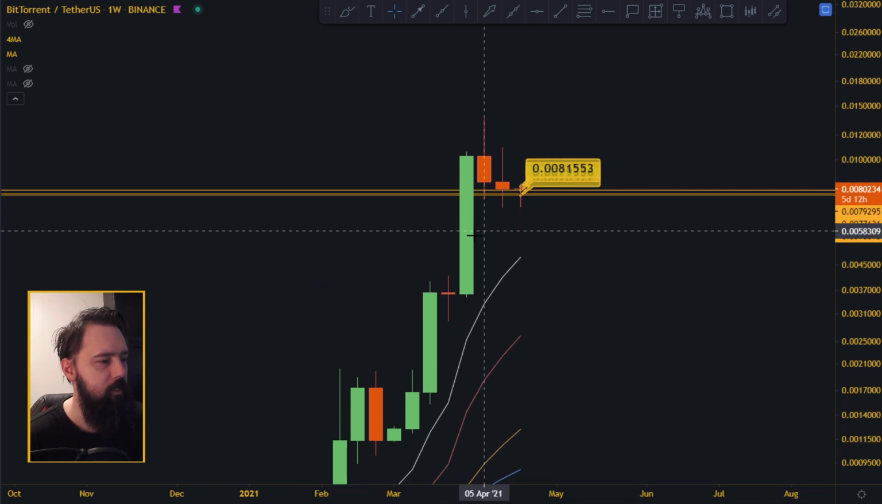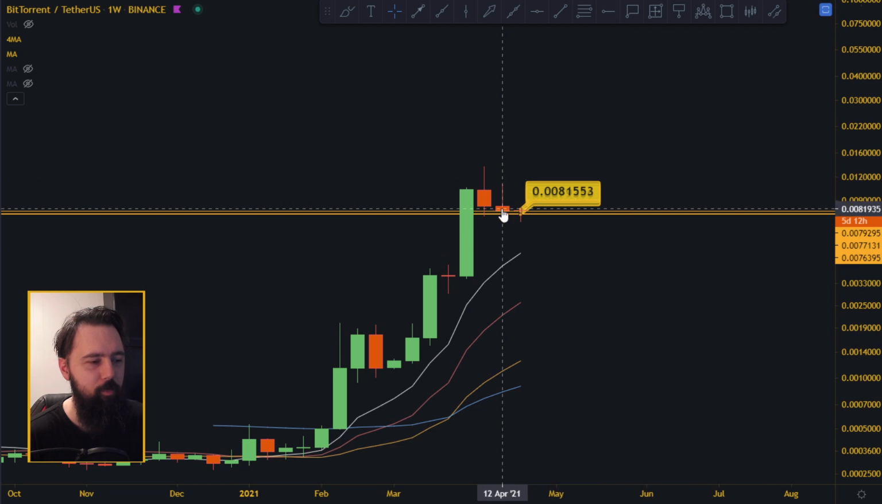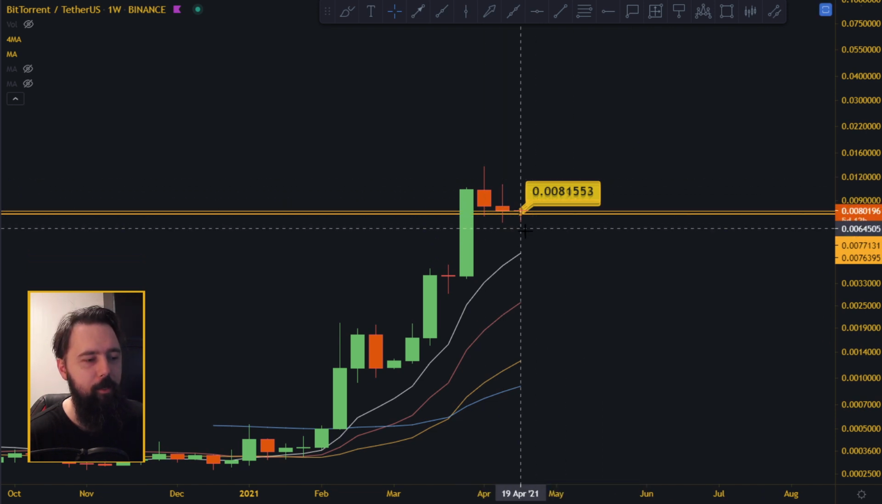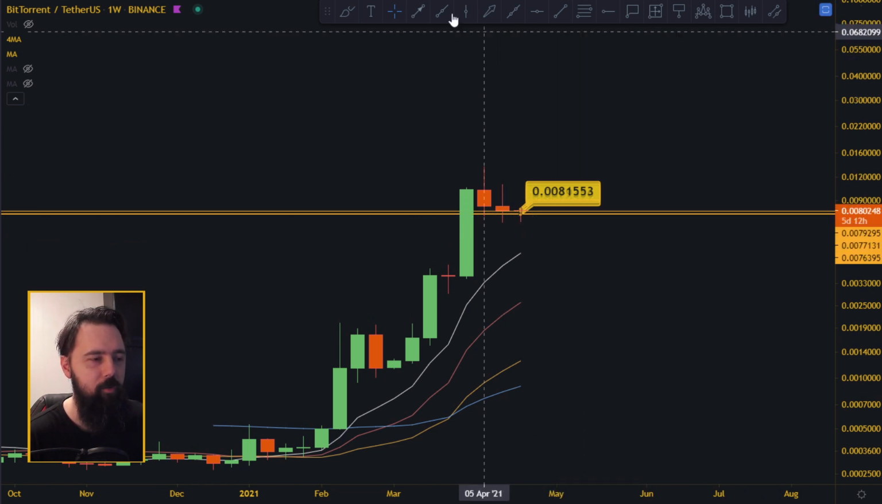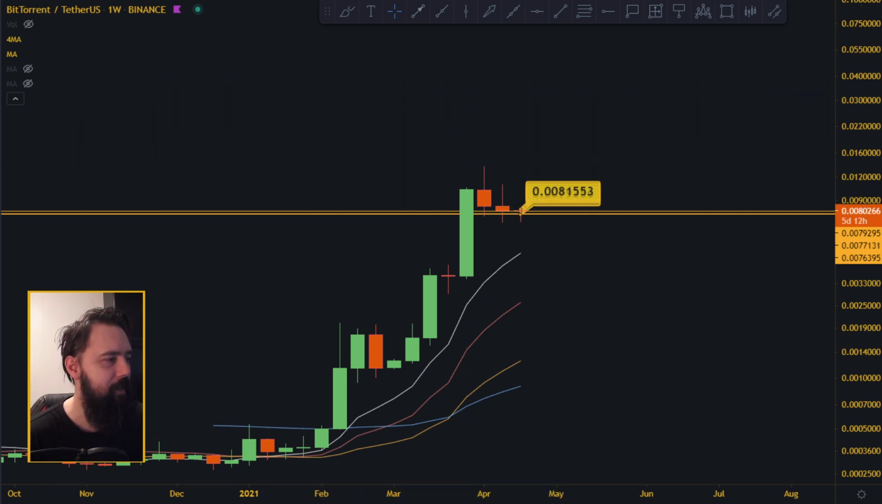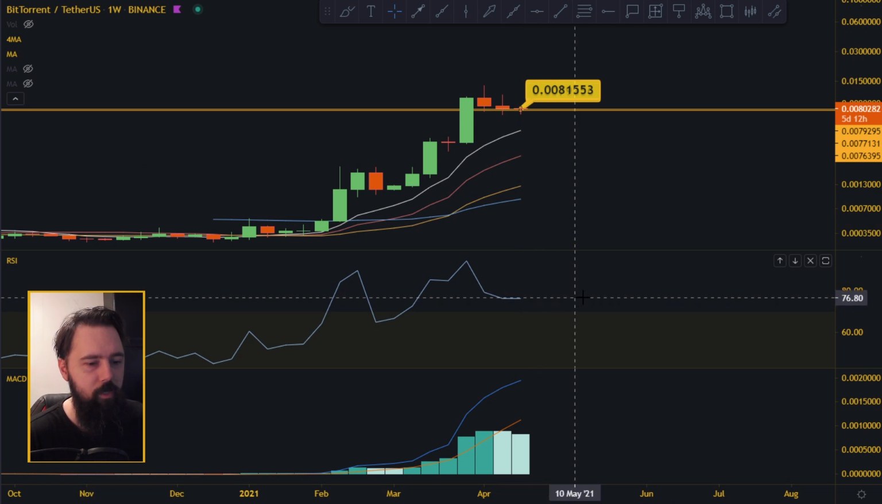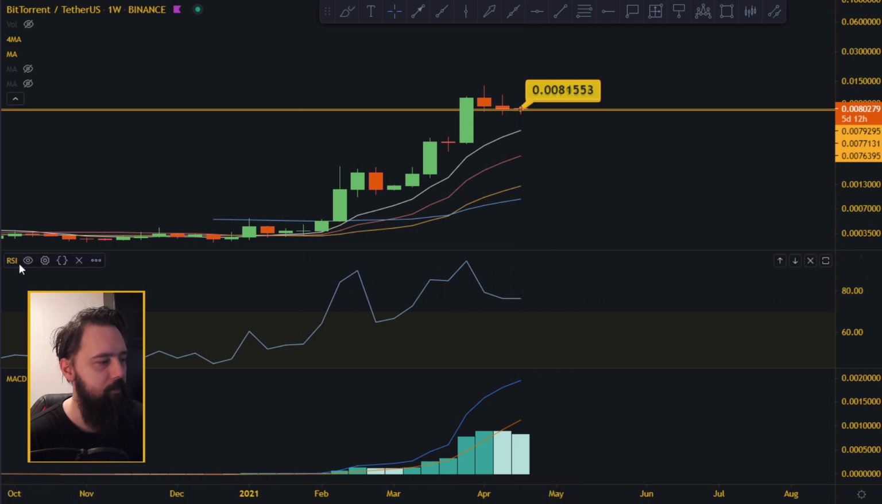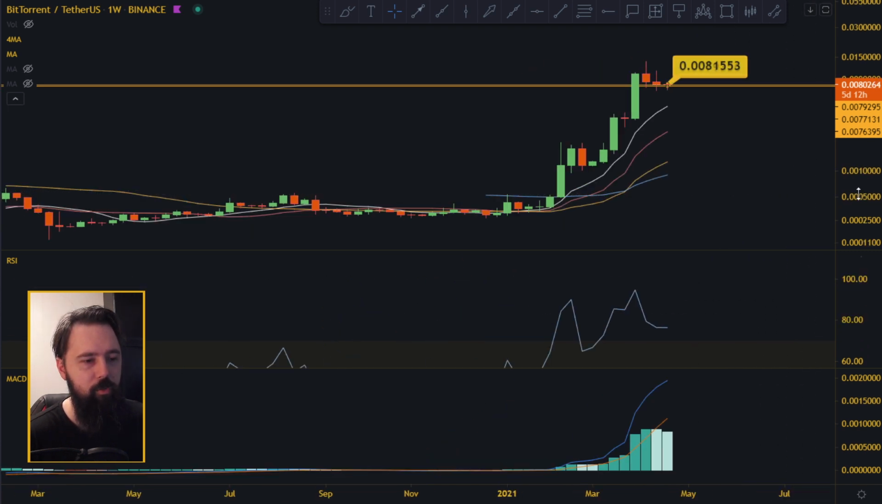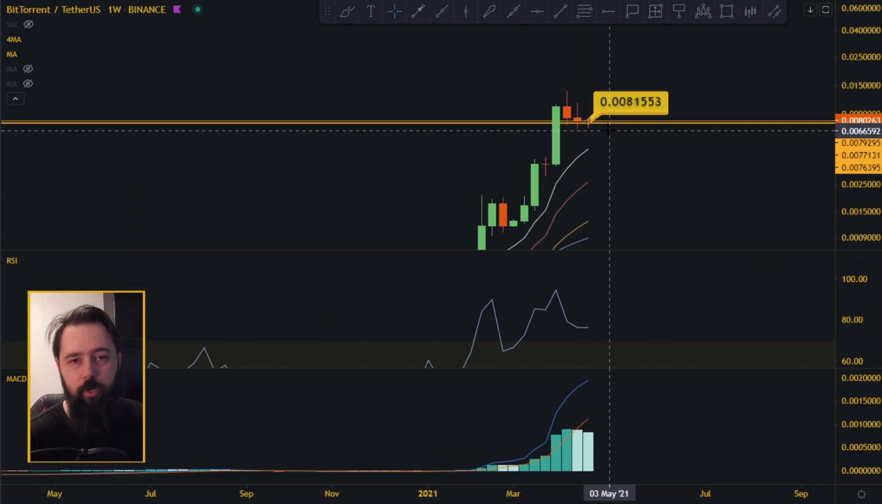So it's extended. The best case scenario would actually be to get closer to the 10 moving average and then bounce off of it. That said, it doesn't have to do that. The 76 level on this RSI indicator actually says that we are not that overbought on the weekly chart, and we can actually continue going up.